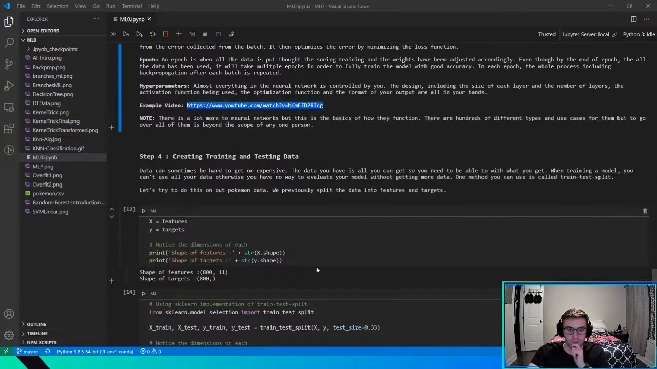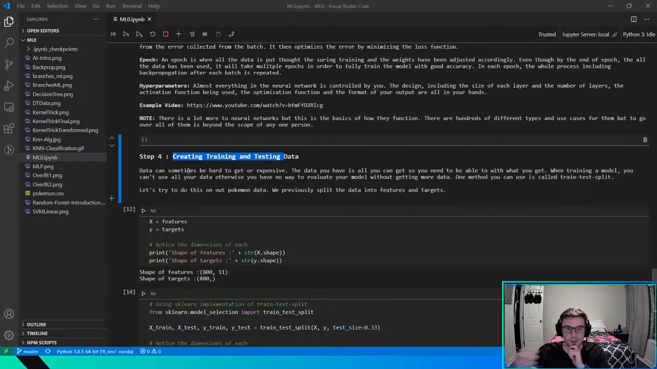All right. So, creating training and testing data sets. Data can sometimes be hard to get or very expensive. The data that you have is all you can get, so you need to use what you have available. When training a model, you can't use all of your data, otherwise you have no way to evaluate it without getting more data. The best way to do this is using the train test split, which alerts us if we're overfitting. We have a training set that teaches the model the relationship, and a testing set that we can then run through the model to make sure that it's performing well regardless of the data.